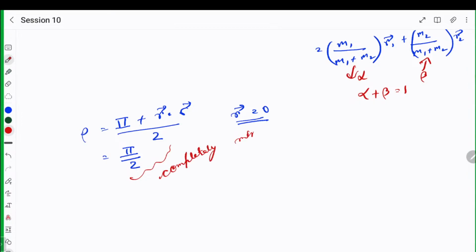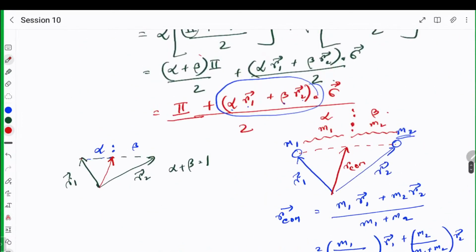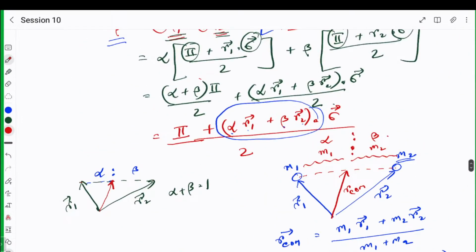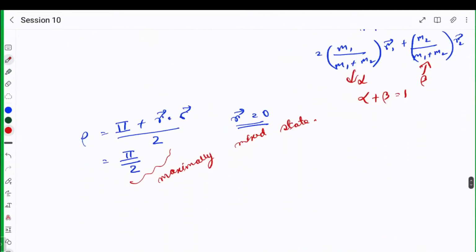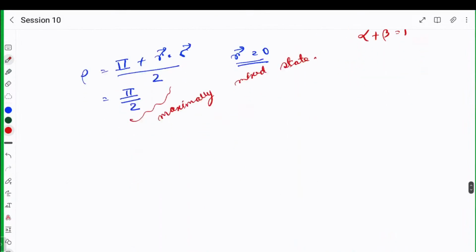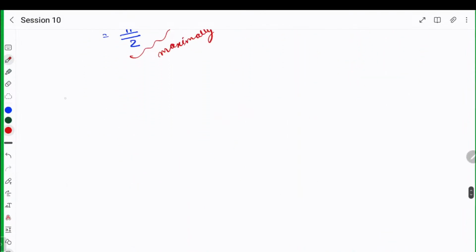This is a completely mixed state, or rather maximally mixed state. Sorry. So that is the significance of I. So is that clear, or was this the question, or were you asking something else? Okay, all right. Now let's look at a special case.